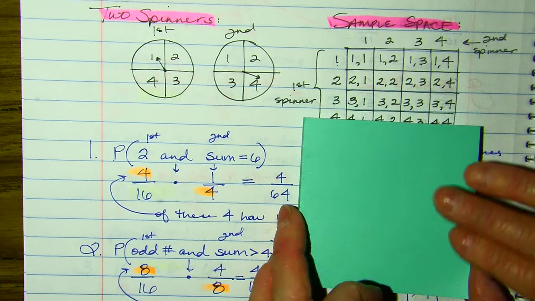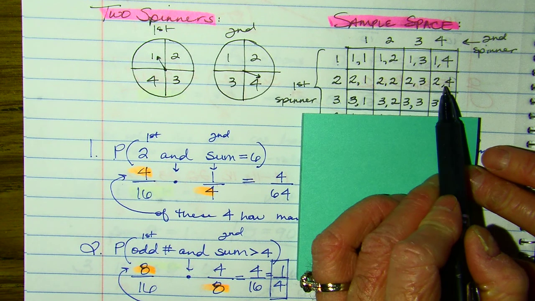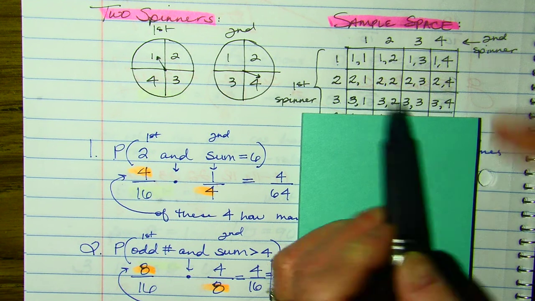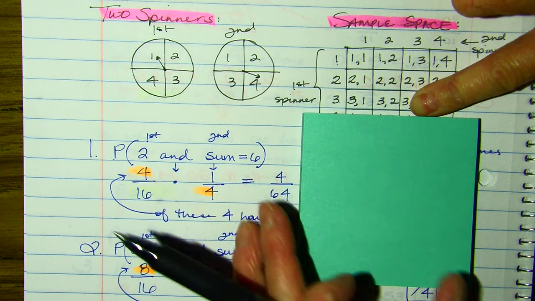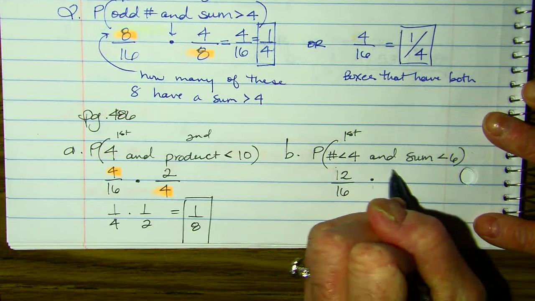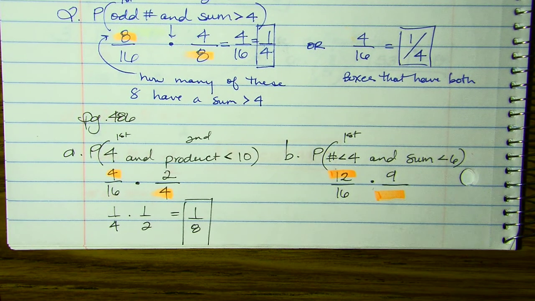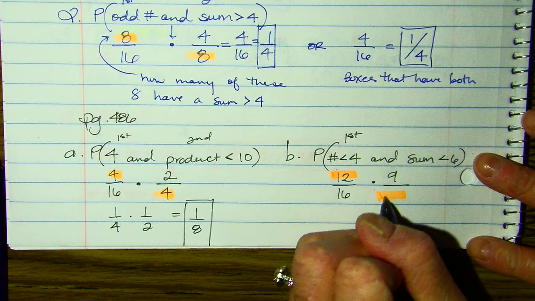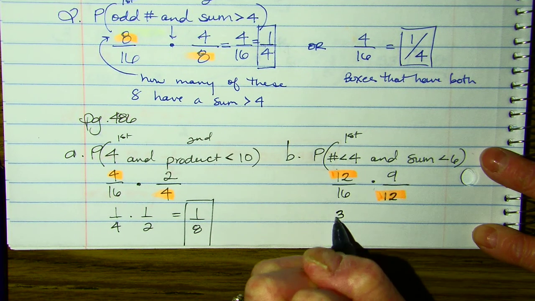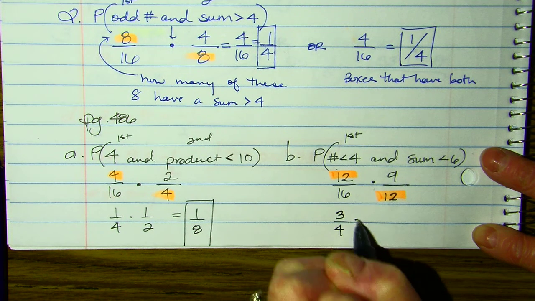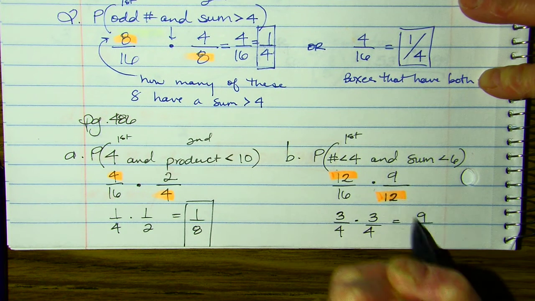And a sum less than 6. So looking at these, how many have a sum less than 6? 3 plus 4 is 7. 2 plus 4 is 6. So it wouldn't be these 3, right? It'd be 1, 2, 3, 4, 5, 6, 7, 8, 9. So 9 out of, remember, this number and this number should match. So if I reduce that, that is 3/4 times 3/4, or 9/16.